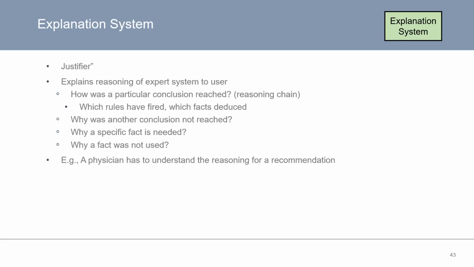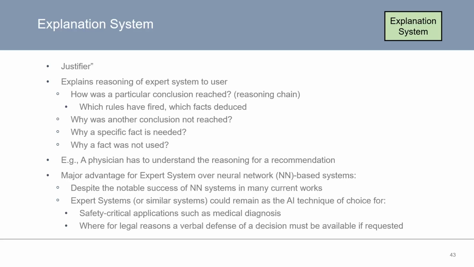An explanation system is obviously important for situations like where a physician has to understand the reasoning of a recommendation. The explanation system component of an expert system is a major advantage over other kinds of representations, including neural network-based systems. So, despite the notable success of neural network systems in many current works, expert systems are likely to remain in use for a long time as the AI technique of choice for safety-critical applications, such as medical diagnosis, or in situations where there might be legal concerns, such as where a verbal defense of a decision must be available on request.